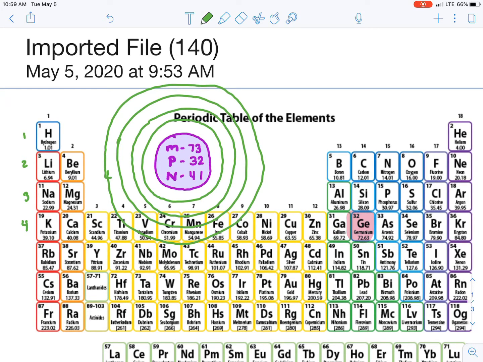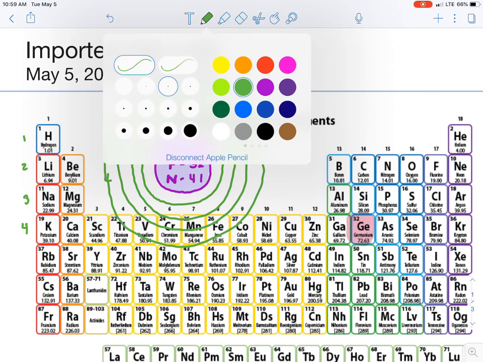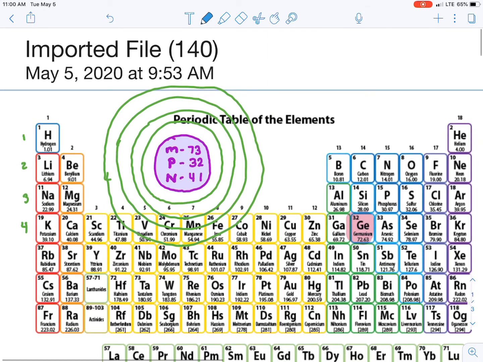Now we're going to count. All right, so we count across the first shell. What are you thinking? What color? Ooh, look at that. It's like a weird blue color. Okay, so we're going to count across. So the first shell.